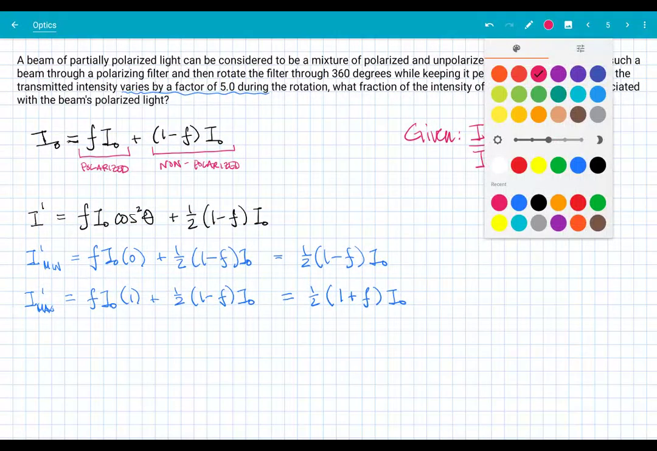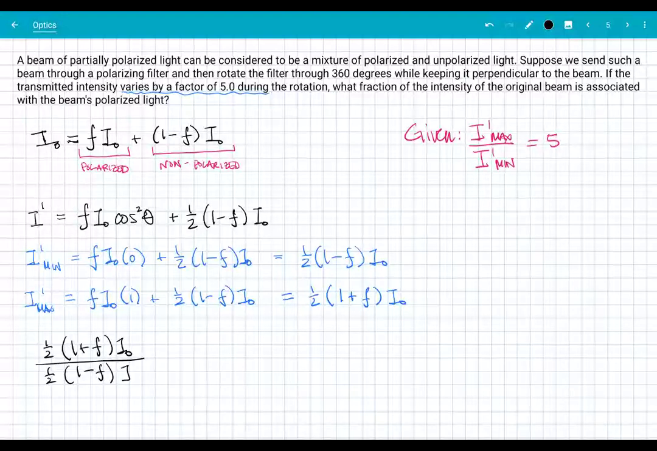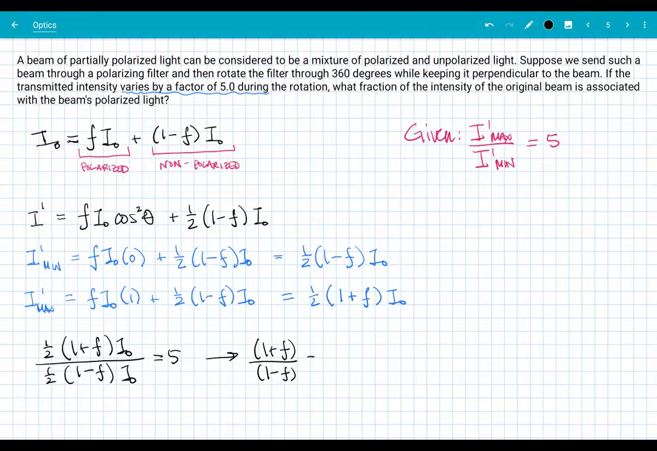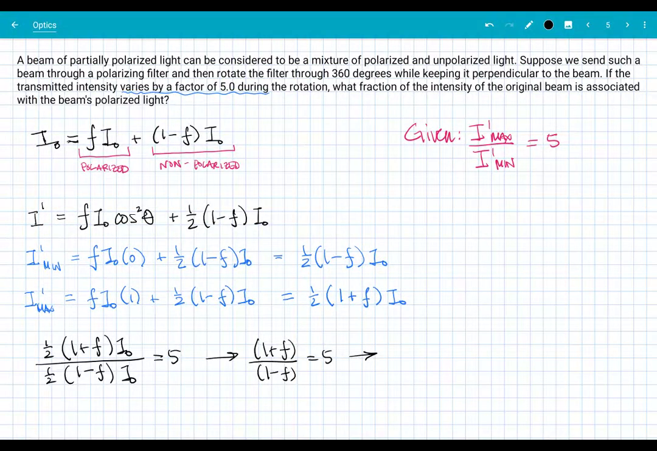So that would give me 1 half times 1 plus f times I naught, divided by 1 half times 1 minus f times I naught. That's all equal to 5. This simplifies, of course. 1 plus f divided by 1 minus f is equal to 5. There's a little algebra in there, and you end up with f equal to 2/3.